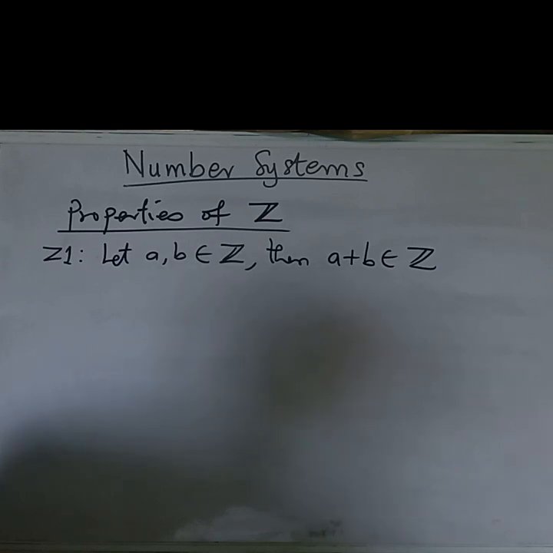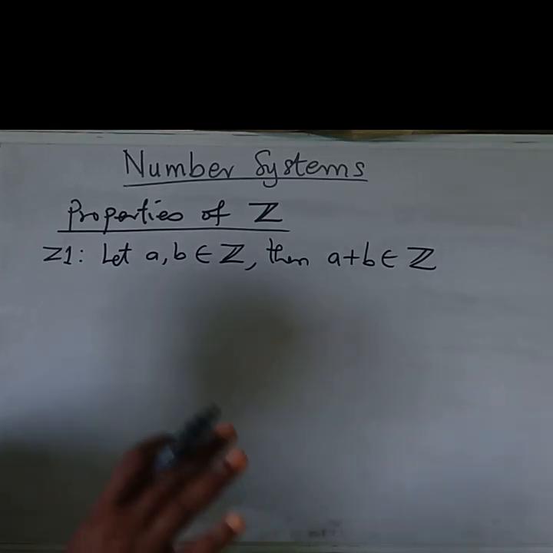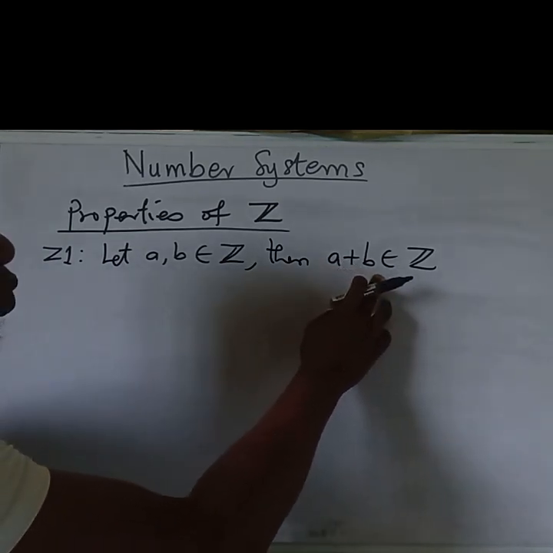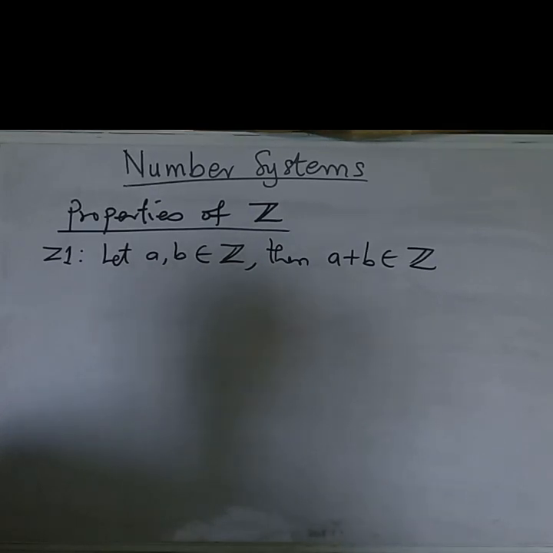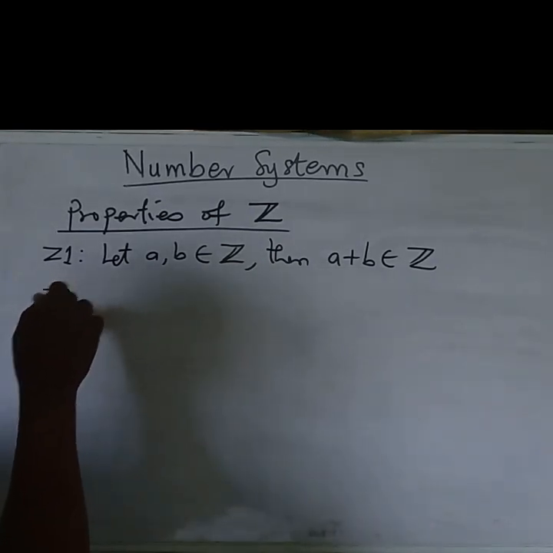As we have said earlier for the properties of natural numbers, this means a closure property under addition. So property 2.